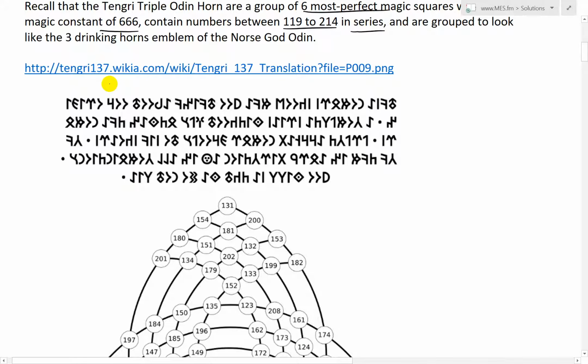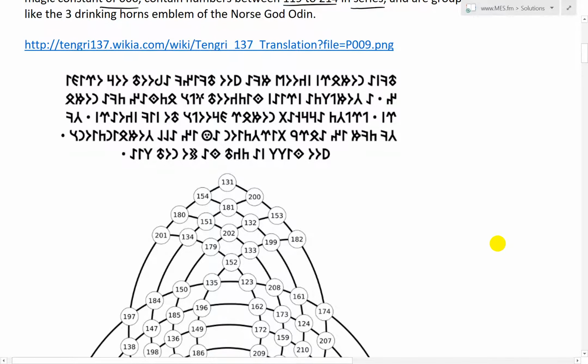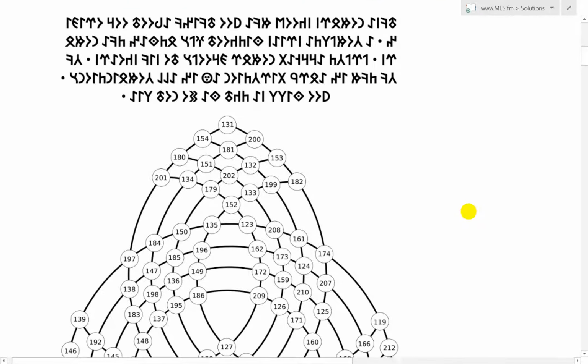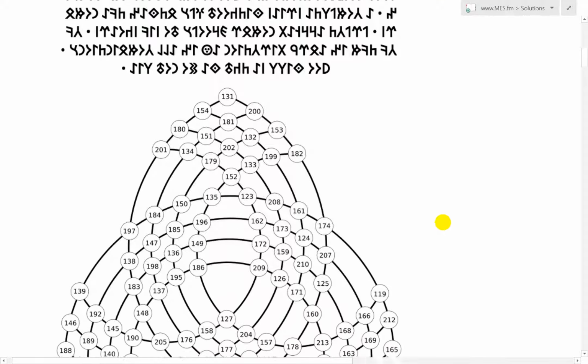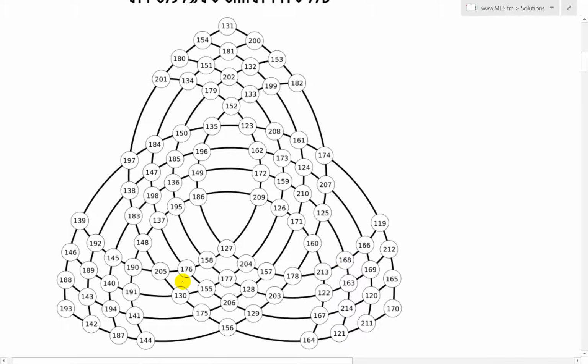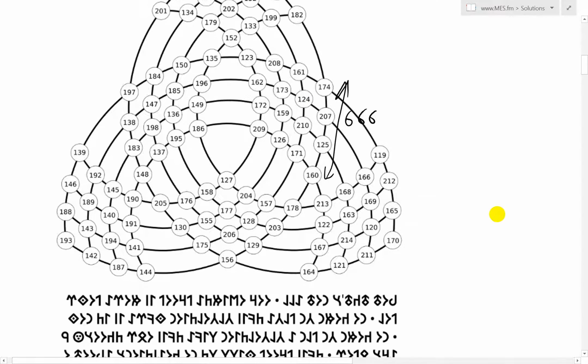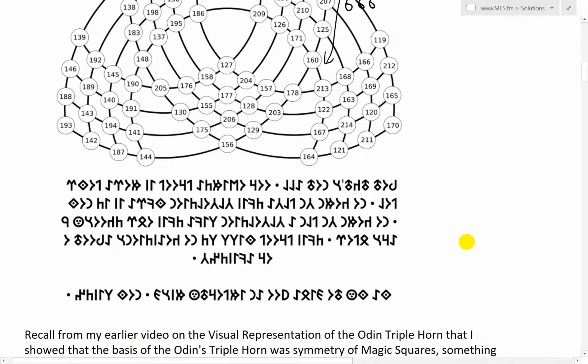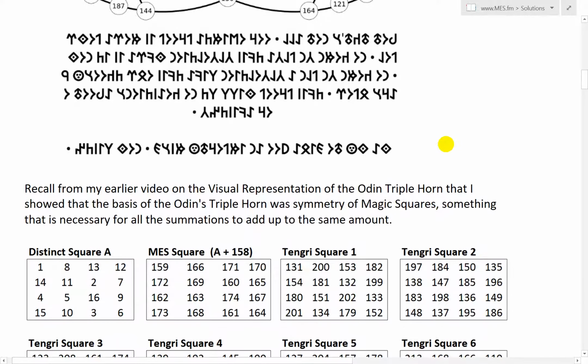And here's a link to the Tengri wikia.com page, and there is this cryptic series of writings, and then there's a triple horn. These are the 6 different Tengri squares, and they all add up to 666 in almost every direction. Here's 666, etc. Go diagonal, it's 666, and other ways as well. So check my earlier videos to see that in more detail.